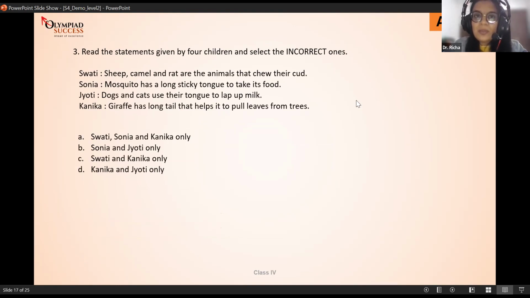Then you have 4 people who are talking about something. You need to find the incorrect option. Swati said sheep, camel, and rat are the animals that chew their cud. Sonia says mosquito has a long sticky tongue to take its food. Jyoti says dogs and cats use their tongue to lap up milk. Kanika says giraffe has a long tail that helps it pull leaves from trees. Incorrect option.